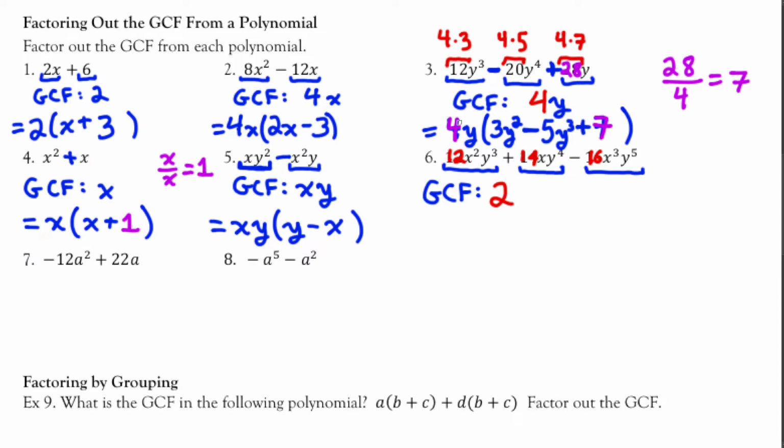Now let's look at the x's. The first term has x squared. The second term just has a single x. And the third term has x cubed. What's the greatest thing they have in common? Well, they all just have an x in common.